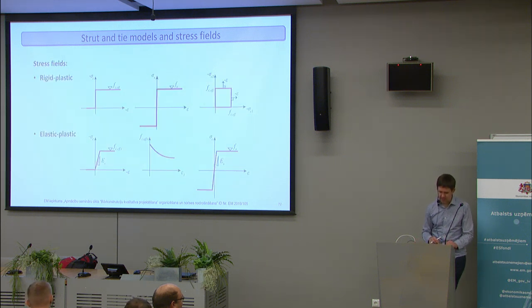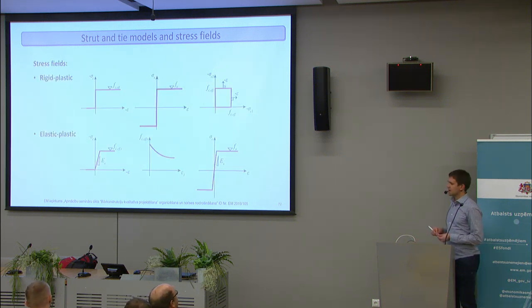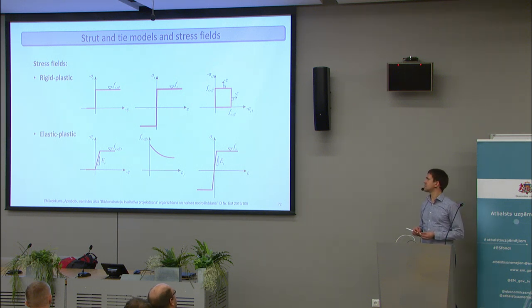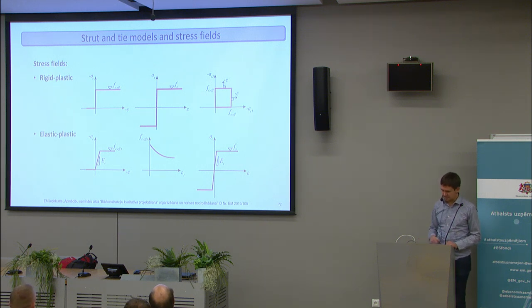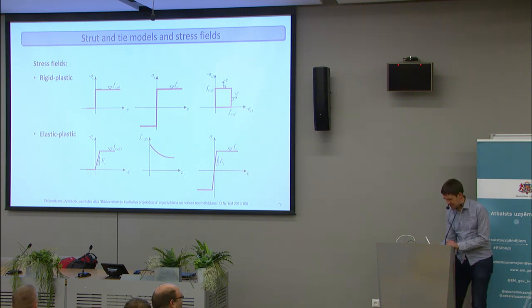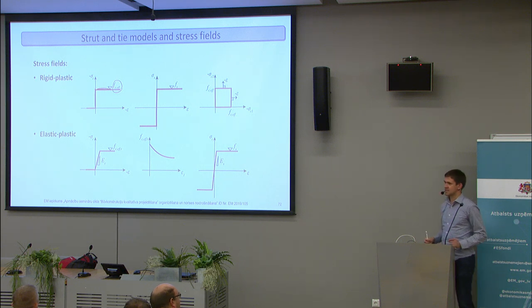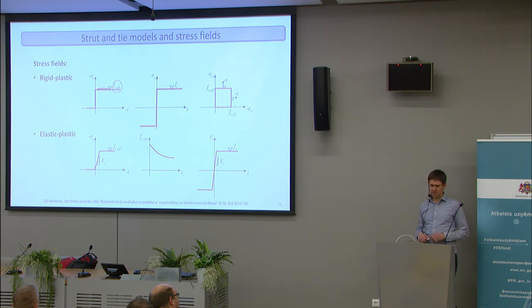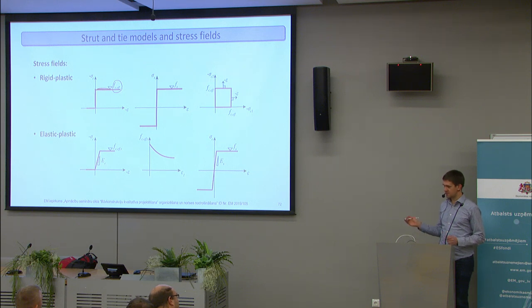Then there are different kinds of stress fields. For hand calculations, we mostly use rigid plastic stress fields. As I said, the material behavior is rigid plastic. So in this case, our concrete behavior is like that. The strength is f_c effective. As I told in the first part, we must use effective concrete strength, which is reduced, and it accounts for the actual brittleness of concrete.